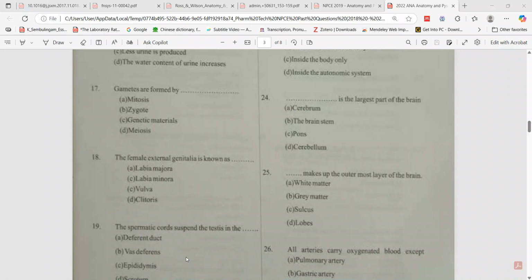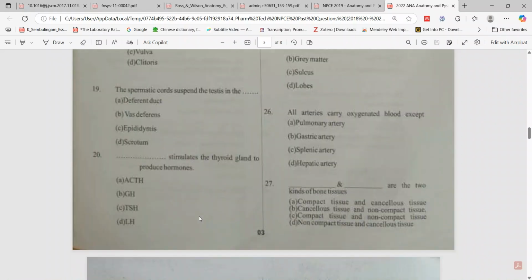So question 18. The female external genitalia is known as. So what's the female external genitalia known as? We said this during the female reproductive system. I told you that the female external genitalia are collectively called the vulva. Yes, that's vulva. All right, good.